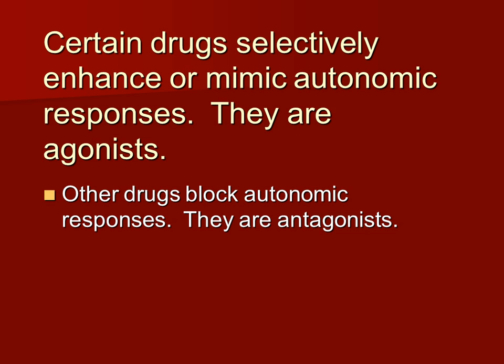Some drugs selectively enhance or mimic autonomic responses, and they're called agonists. If they oppose it, they're called an antagonist. You learn these names in anatomy: if the bicep is the agonist and moves into flexion, what's the antagonist? The tricep that's trying to move it into extension. So agonists are things that act like or mimic.